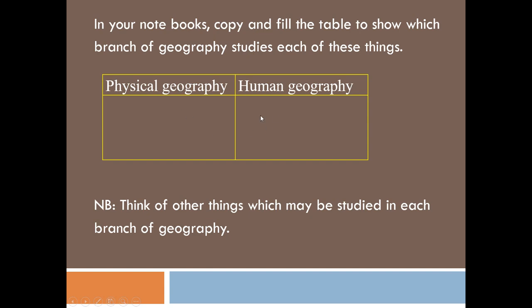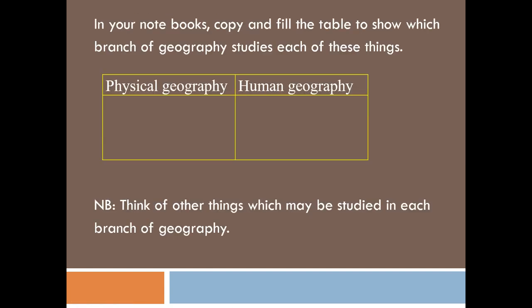Then from photograph 7, what can we study under human geography? We identify those activities. I want you to copy and fill the table to show which branch of geography studies each of these things. So fill them here. Physical geography: formation of waterfalls. Human geography: lumbering or agriculture, and others.